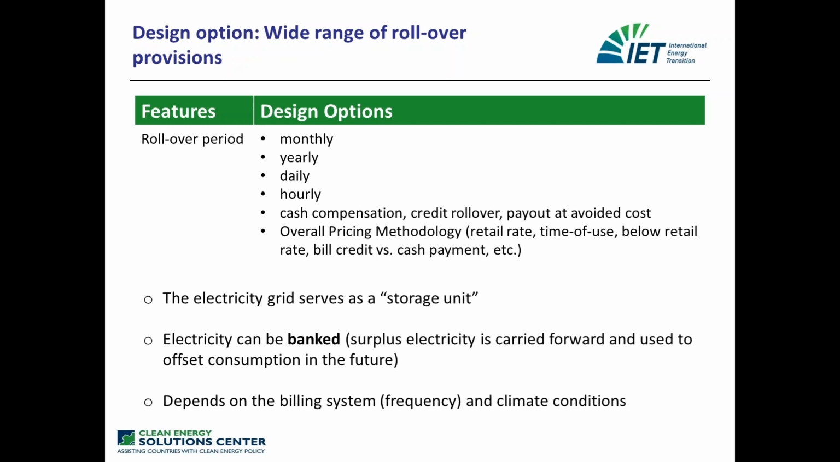Then some jurisdictions say, no, we're not going to do it yearly. We're actually going to do it so you can only match the electricity production that you have with the electricity demand that you have on a monthly basis. And some jurisdictions also said that they want to do it on a daily basis or even on an hourly basis. So the effect, as I mentioned before, is of course that you downsize your system.